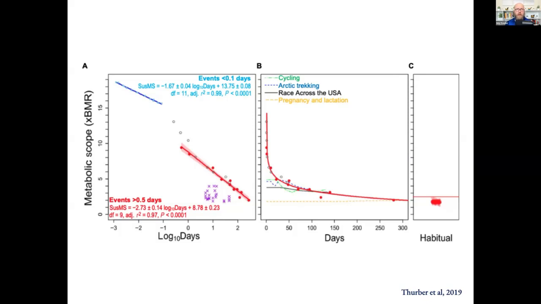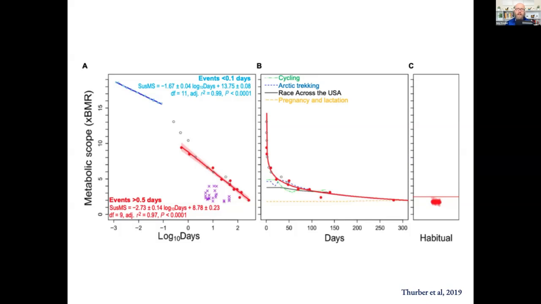Now, in really short events, so less than 0.1 days, we can see metabolic scope values above 15. For a short period of time, you can get your energy expenditure basically as high as you want or as high as you're willing to push. Now, we do see that drops off a lot when we start getting into events that are more than half a day. So if you look on the left side of the screen, you can see once events are more than half a day in duration, we see a pretty precipitous drop in the metabolic scope that's observed.